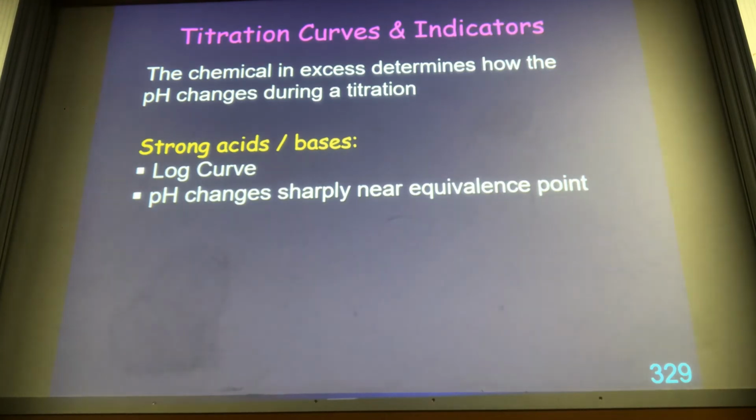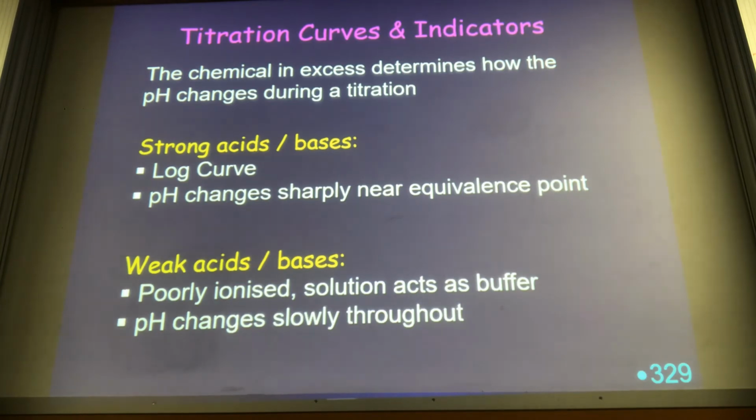Now, the graphs are in two halves. Each half has got a particular shape. Now, if it's a strong acid or a strong base that's predominating at the time, so that's in excess in the flask, then it's going to be a nice sharp log curve. Remember, pH is a log function, so graphically it's going to show that shape if it's a strong acid or a strong base. pH will change sharply near the equivalence point as the concentration of the strong acid or strong base drops exponentially or logarithmically around that equivalence point.